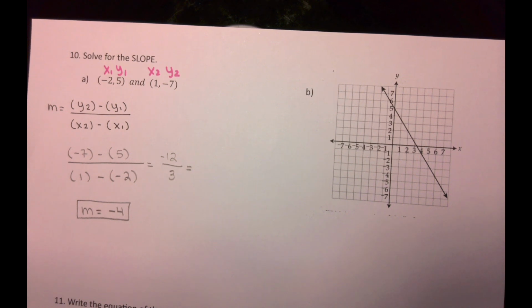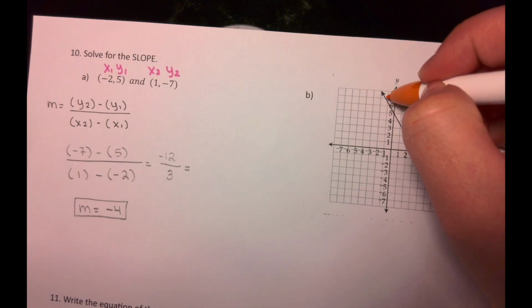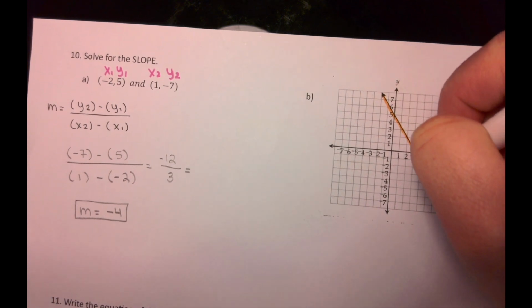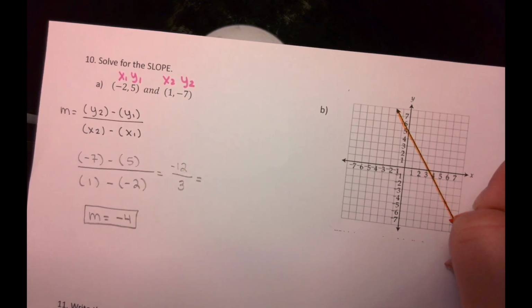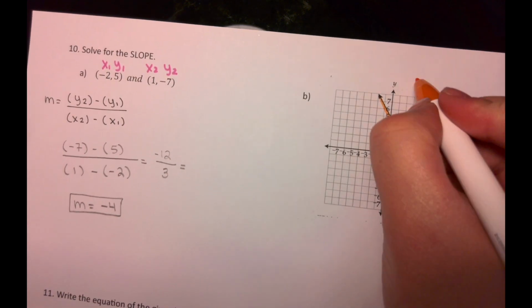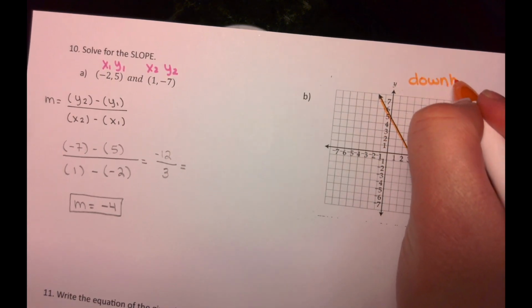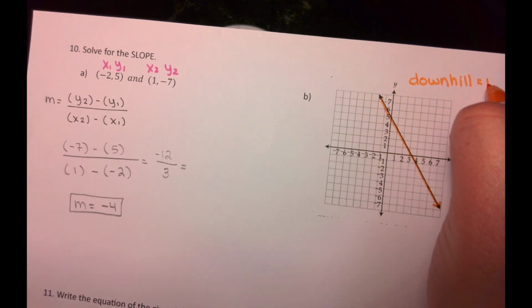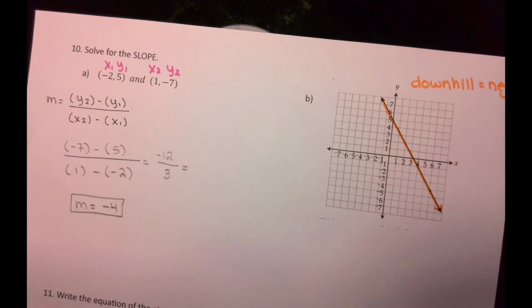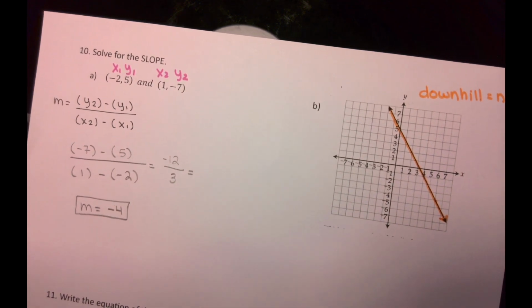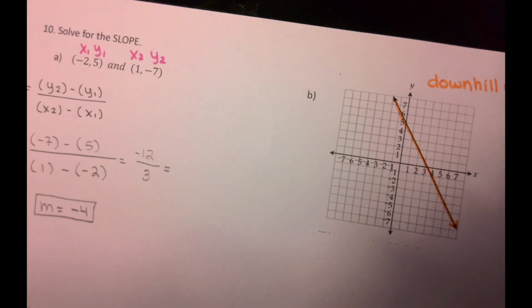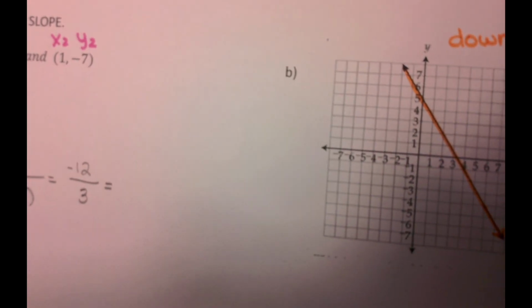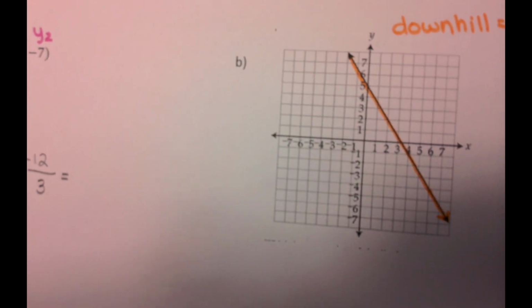So for me, I'm going to take a look and notice that I am going downhill. From left to right, I'm going down. So that means I'm going to have a negative slope. Then I'm going to find 2 pretty points. Now the pretty points that I'm talking about are right on the intersection of the grids. It has to be right on it perfect.